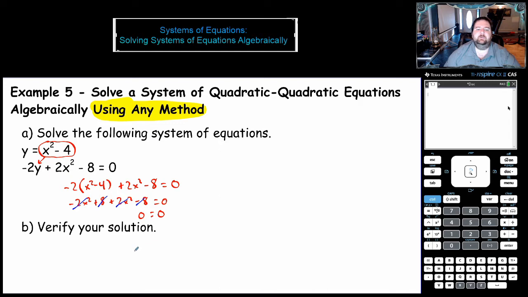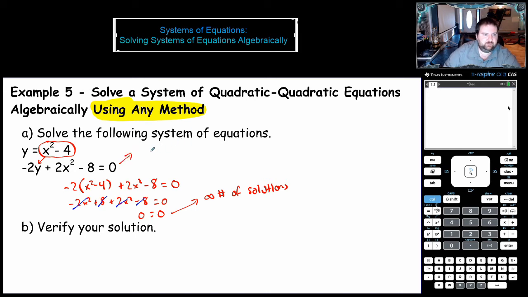What does that mean? Well, what it means is that there's an infinite number of solutions. That's what that means. Whenever you get 0 equals 0, that means that there's an infinite number of solutions, which means that they overlap. And let's just kind of prove that for a second.